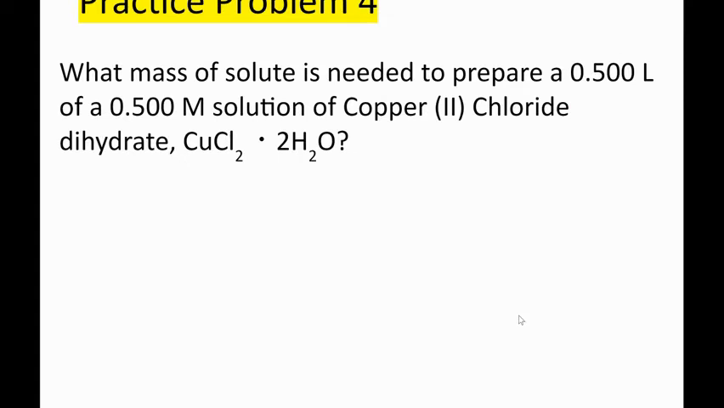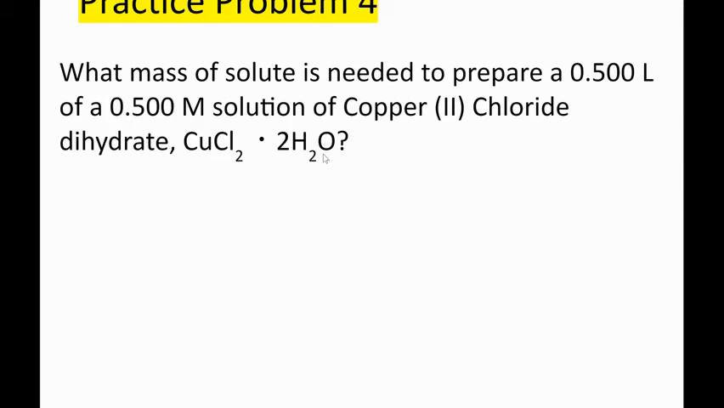All right, one last problem. What mass of solute is needed to prepare 0.5 liters of a 0.5 molar solution of copper 2 chloride dihydrate, which is CuCl2 attached to 2 water molecules? Note, when you find the molar mass of this substance, it's the molar mass of all parts of this formula. So copper, chlorine, as well as the mass of 2 H2O molecules.